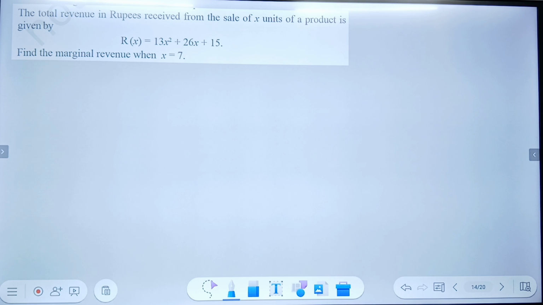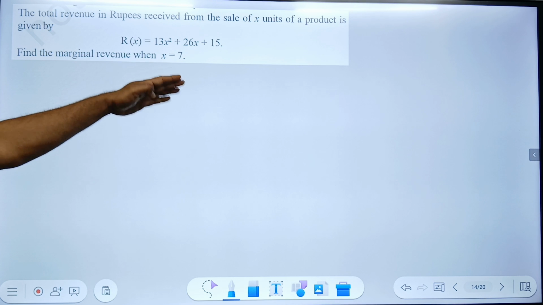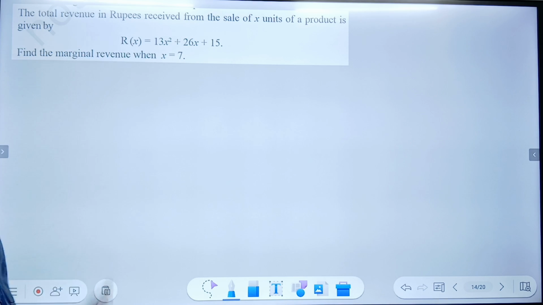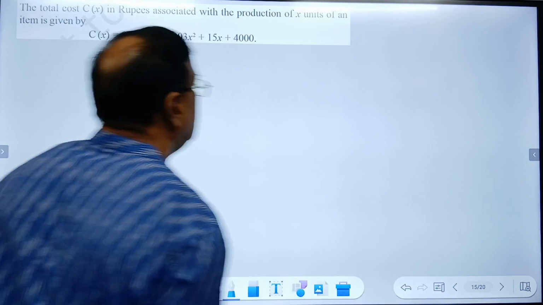The next one is exactly like the previous one. Okay, I think you can handle it. Find dR by dx and put x is equal to 7. You can do it by yourself.